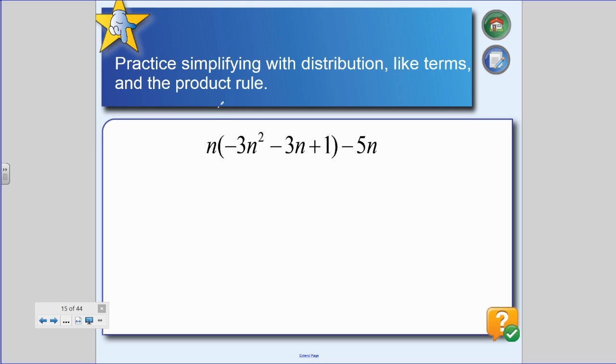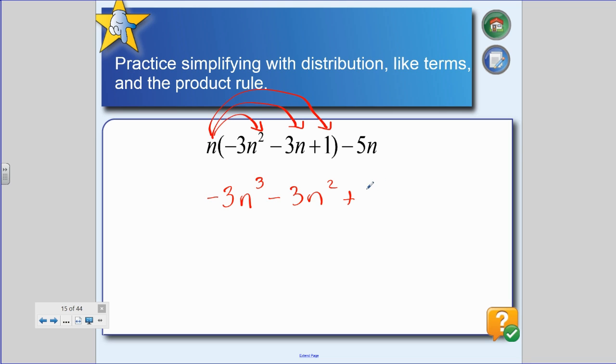All right, so work this one and see if you get the same thing. I'm going to distribute that n. And I've got negative 3n squared becomes negative 3n to the third now with one more n. Minus 3n times one more n would be n squared. And then n times 1, anything times 1 is very simply itself. Yes, you could do 1n if you wanted to.